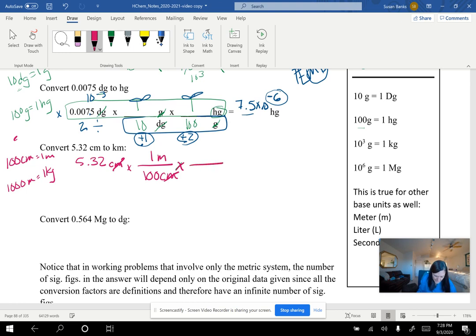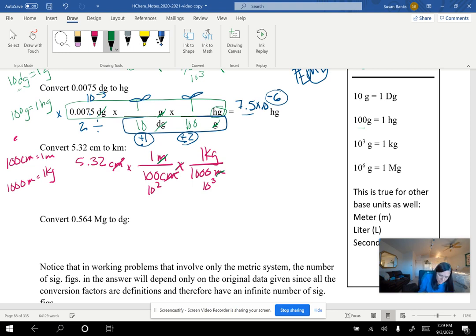And then on my next step, I want my meters to cancel so that I can get to kilometers. So my meters needs to be on the opposite side, which will be the bottom. So I'm going to put 1,000 meters. I could also, just for the sake of it, write 10 to the 3 meters. 1,000 meters will give me 1 kilometer. Okay. All right. So mathematically speaking, my meters cancel as well.